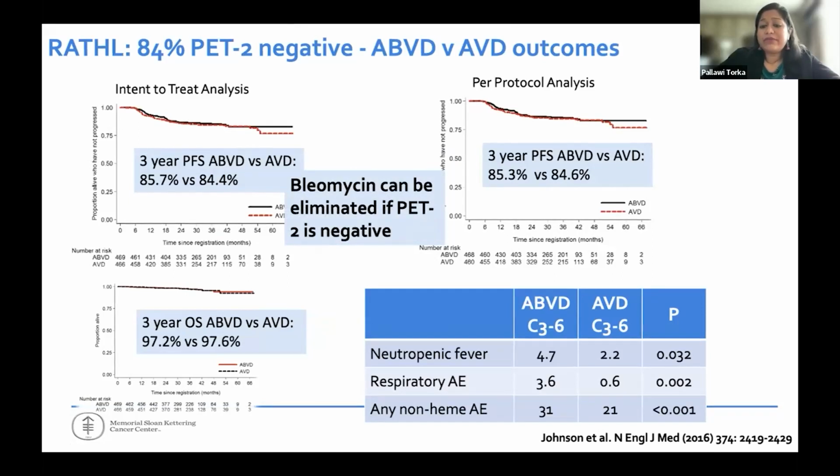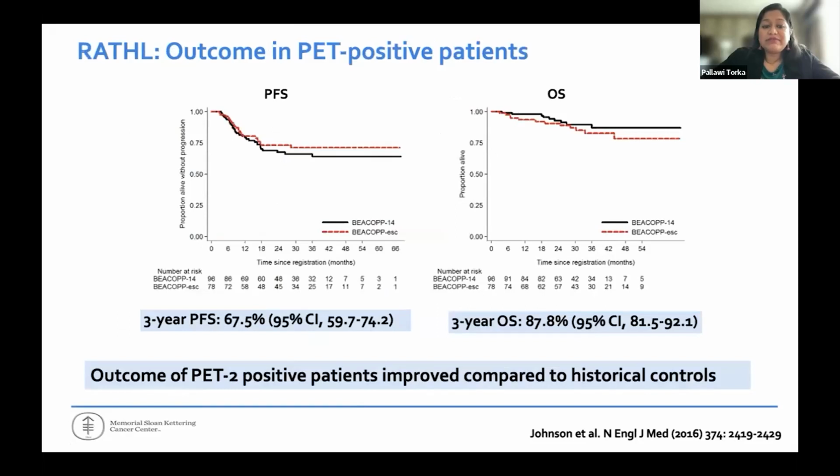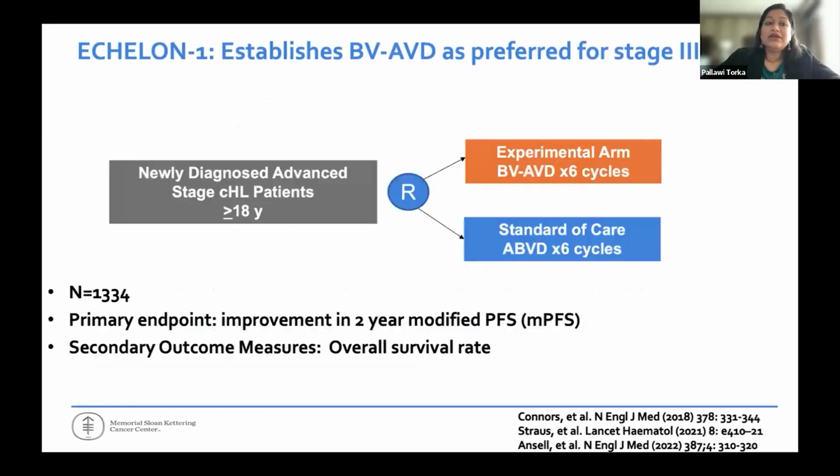And of course, because we dropped bleomycin, the side effects went down, the risk of neutropenic fever and respiratory AEs went down. In terms of PET positive patients, even though the PET positive side was not randomized, you do see that the 3-year PFS and OS are much higher than what I'd shown you in the previous slide with PET positive patients, where the outcomes were only like 35%. So definitely you can tell this study shows that escalation to BEACOPP was better compared to historical controls.